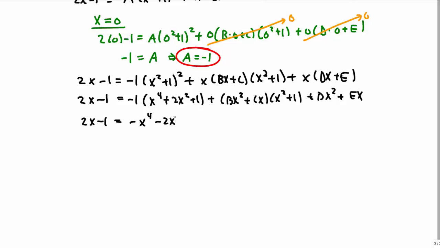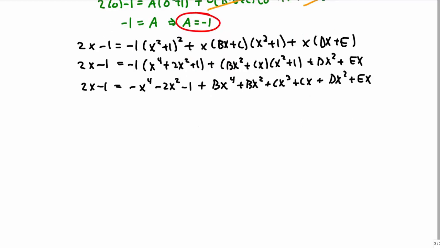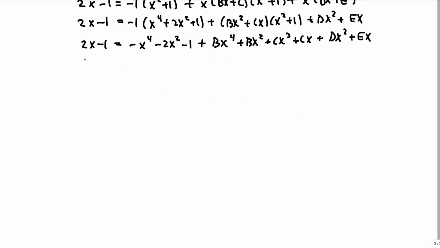So I have a negative x to the 4th minus 2x squared minus 1. Now I'm going to FOIL this: first, outsides, insides, and lasts. bx to the 4th plus bx squared plus cx cubed plus cx plus dx squared plus ex. Now what I'll want to do is group these together. I want to combine as much as I can that are common. When I do that, I'm going to be able to do something called equating the coefficients, but we're not quite ready to do it yet.